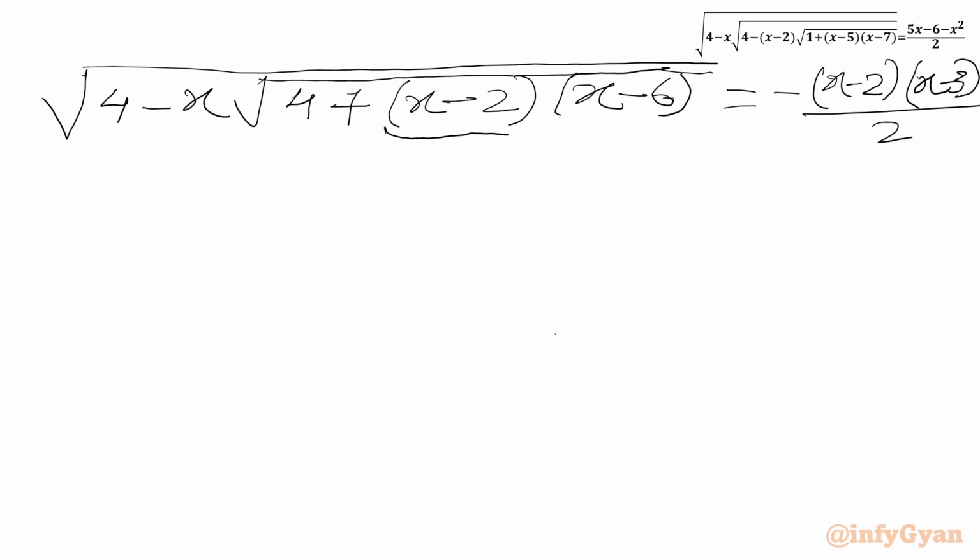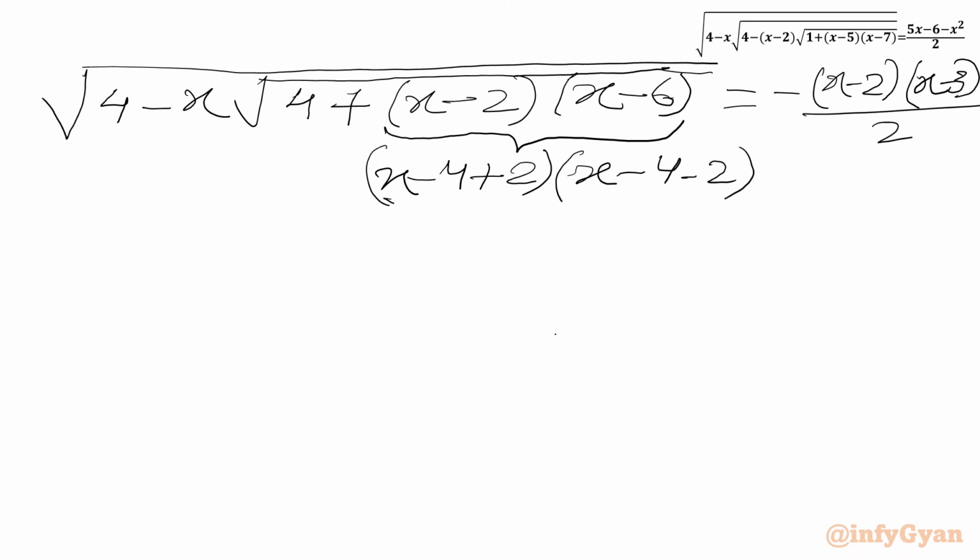Now we can write x minus 2 times x minus 6. We will write x minus 4 plus 2. This is x minus 2. And x minus 6 will be x minus 4 minus 2. Again we will think x minus 4 equal to a, 2 equal to b. So a plus b times a minus b will be equal to (x minus 4) whole square minus 2 square.